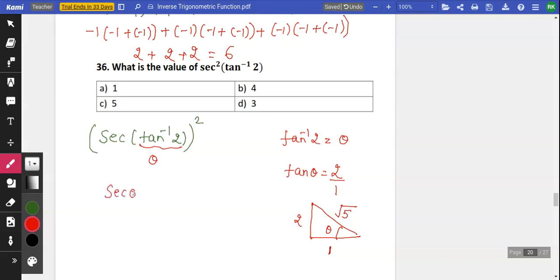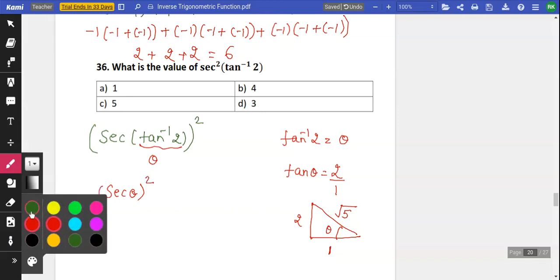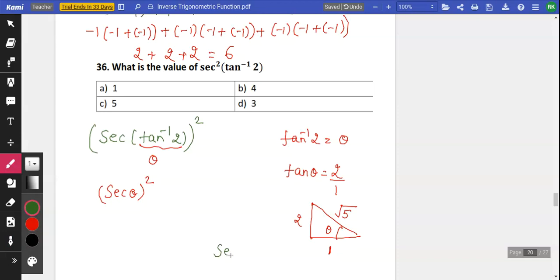Basically this question is sec theta whole square. Sec theta is hypotenuse upon base. Hypotenuse is square root of 5 and base is 1. Put the value of sec theta in this question, it is 5. 5 is the correct answer. So the correct option is C.